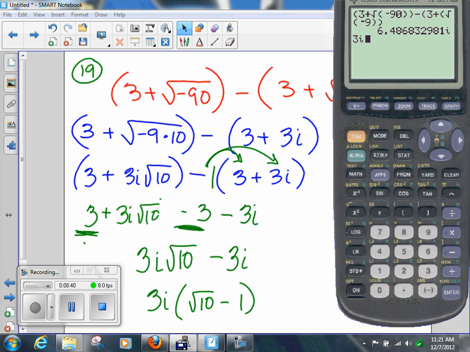3i root 10 minus 3i. That's how you can check it to be sure, okay?